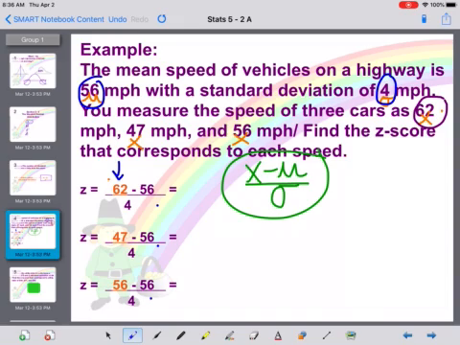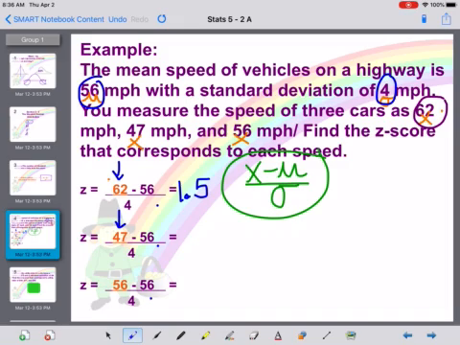Now, be careful with your calculators because you have to do the top, hit enter, and then do the bottom. So you're going to do 62 minus 56, hit enter, divided by 4, and we get 1.5. Okay, so the z-score for 62 is 1.5. That means that the person that was going 62 miles an hour is 1.5 standard deviations away from the mean. And we're going to get to above and below the mean in a second.